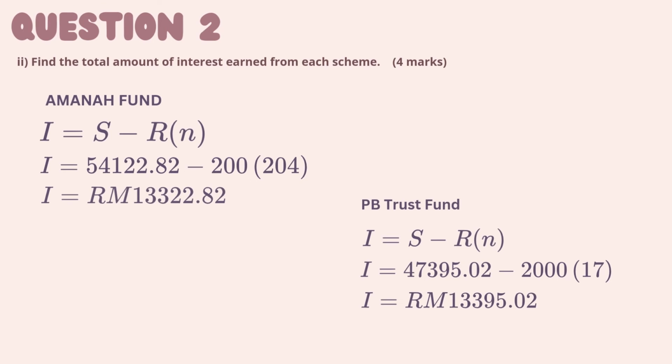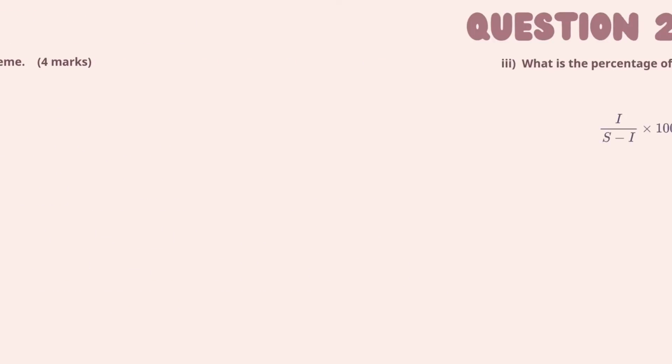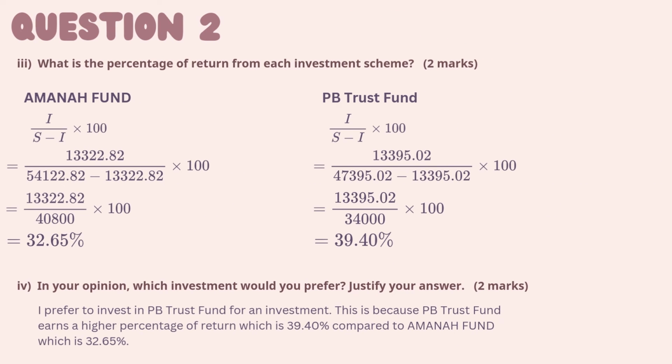We need to use this formula. Each fund uses a different formula to find I. From the formula given, the total amount of interest earned for Amanah Fund is RM13,322.82. Meanwhile, the total amount of interest earned for PB Trust Fund is RM13,395.02. Question 2, 3 Roman.